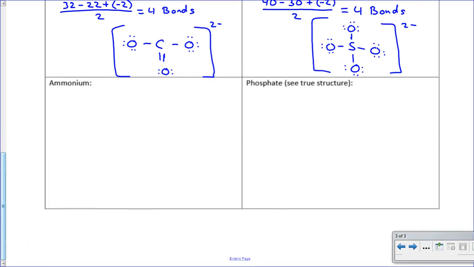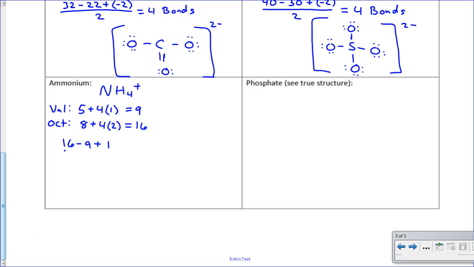All right, getting close to the end here. Ammonium is NH4 plus. So for our valence, we've got 5 for the nitrogen, plus 4 times 1 valence electron for the 4 hydrogens. You add that up, you should get 9. Then for our octets, nitrogen wants 8, but each of those hydrogens only wants 2. So you calculate that, you should get 16. Then you do 16 minus 9 plus, in this case the charge is positive 1, so it's plus 1 over 2. You get 4 bonds needed.